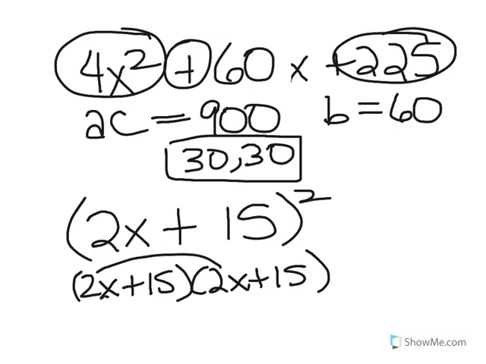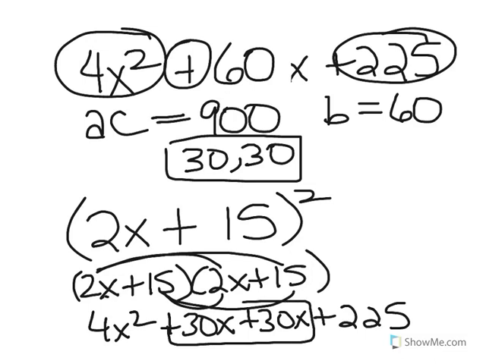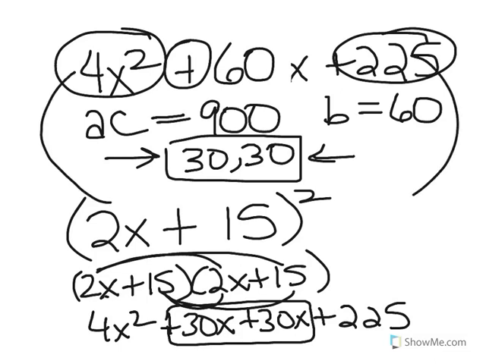First times first. 2x times 2x is 4x squared. Outside terms, 2x times 15 is 30x. Inside terms, 15 times 2x is also 30x. And last terms, 15 times 15 is 225. We will indeed get our 60. So there's no need to ask that question again. If you get matching numbers, when we answer that important question for factoring purposes, if the numbers match, then we've got a square polynomial. And all we have to do is match these numbers up and this sign, and we're done.